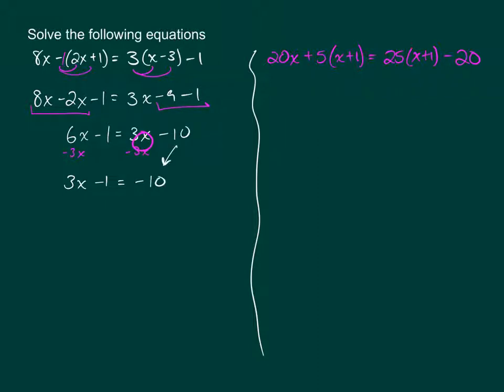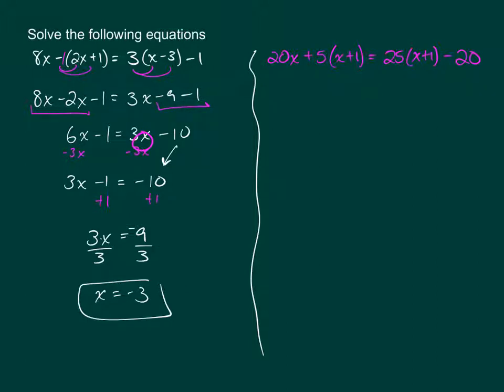The final couple steps here, we need to add 1, because now that we have all of the x's on the same side of the equation, there are no x's on the right, they're all on the left. We need to move any constants to the other side, so add 1. That leaves you with 3x equals -9. And then to get rid of a 3 being multiplied to x, you divide by 3. And that lets you know that x equals -3.